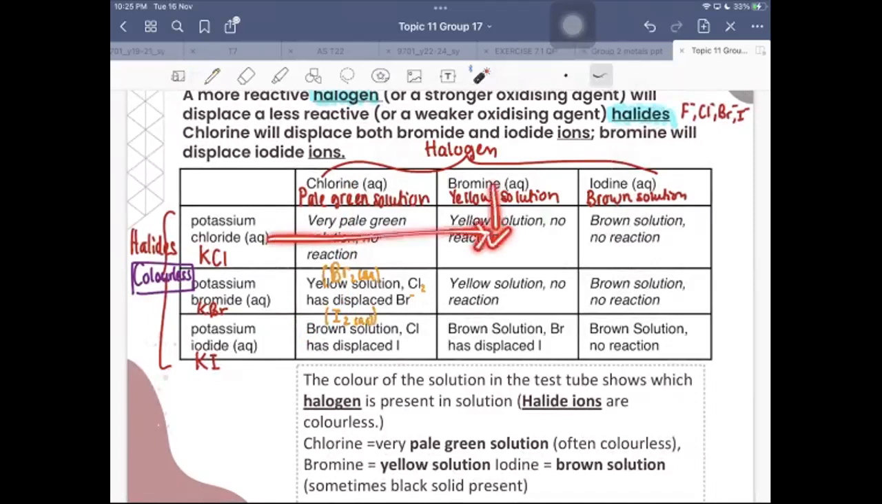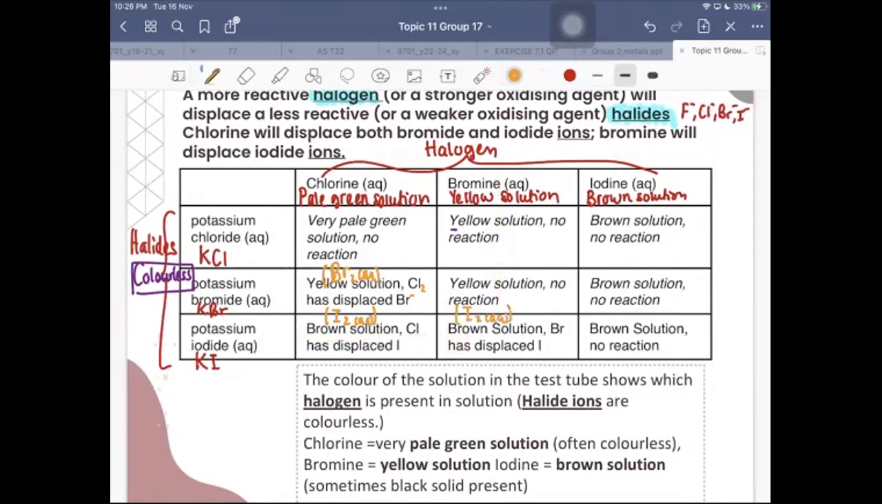Bromine cannot displace chloride because bromine is a weaker oxidizing agent. Right? Bromine does not react with bromide, no reaction. Bromine can react with iodide because bromine is a stronger oxidizing agent than iodine. Therefore, what happens? The iodide will be displaced and iodine aqueous will be formed.